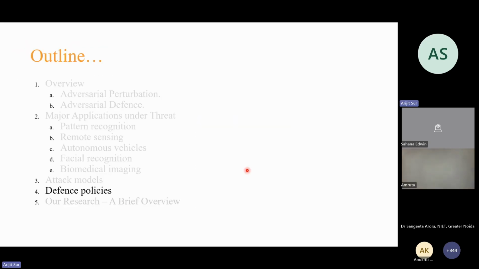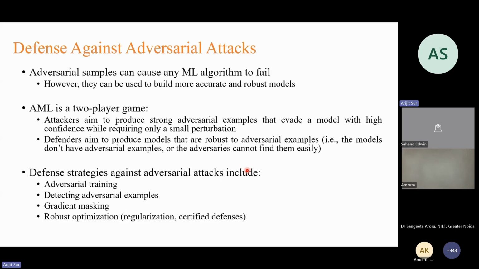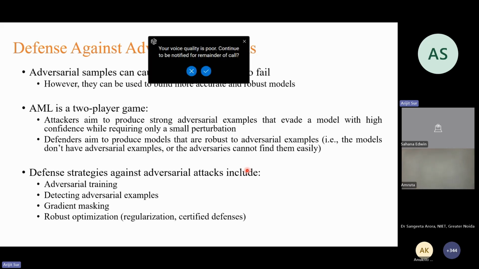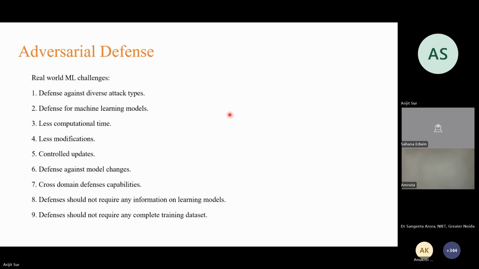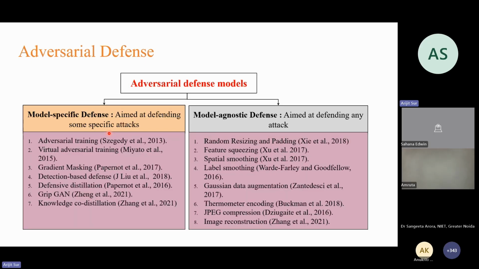Now, quickly, what are the different strategies we have? An adversarial sample can cause any ML algorithm to fail, so how can we put some mechanism in place against this? What are the challenges? Defense against diverse attack types, defense against machine learning attacks, and doing it with less computational time, which we have already discussed. We do not have much time.